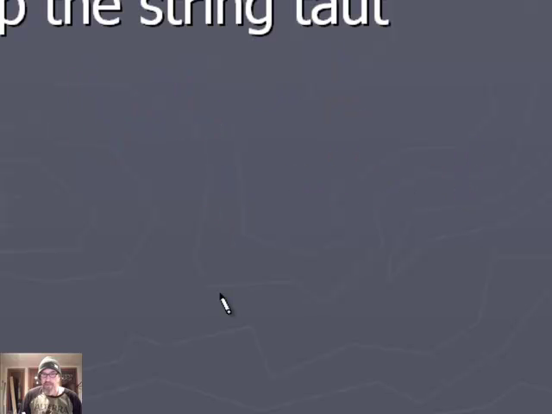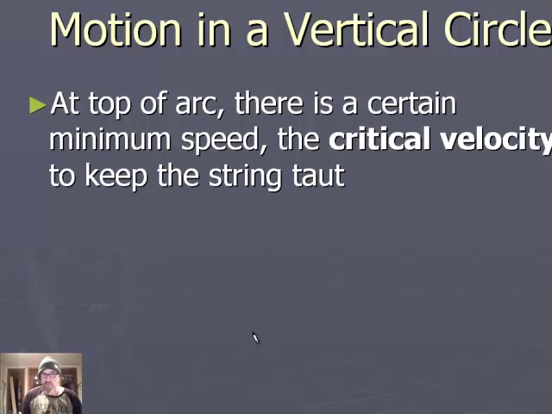the weight. At the top of the arc, there is a minimum speed that you have to keep this thing moving at in order to keep the string tight and keep this thing moving in a circle. If you've ever spun a thing around in a vertical circle like this, you know this from experience. You can spin it around and it'll keep going unless you slow it down. And if you slow it down enough to a certain point, it just won't make the arc anymore. And we want to know what is that minimum speed to keep this from happening. That's our objective here. So let's think about that.